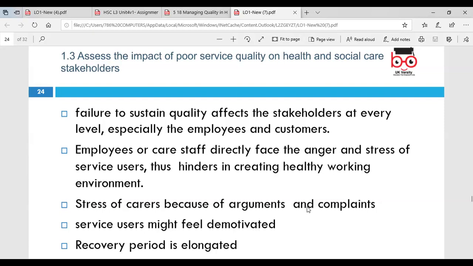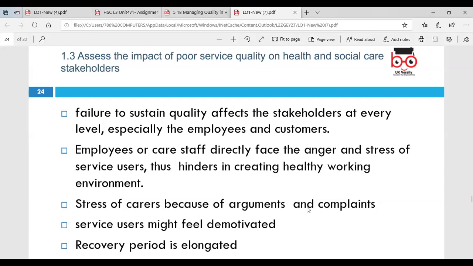So there should be ways where the service users need to make sure that there is mutual understanding and mutual respect. So respect comes from both sides. This is in order to make it a better environment for the employees, or the care staff also, who are obviously burnt out, who are obviously working to the best of their abilities, and who obviously cannot work in such environments then. The stress of carers, because of arguments and complaints, is always there.